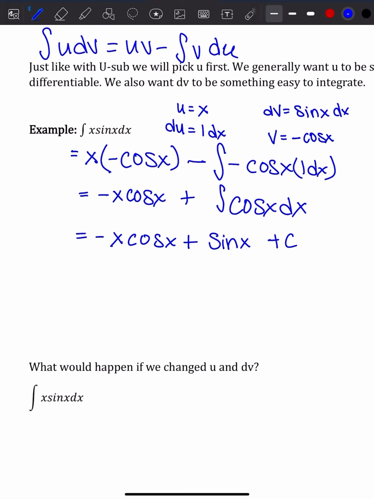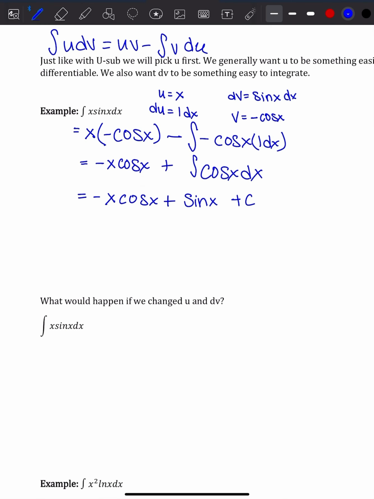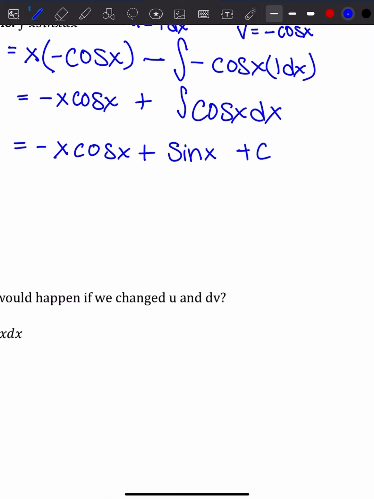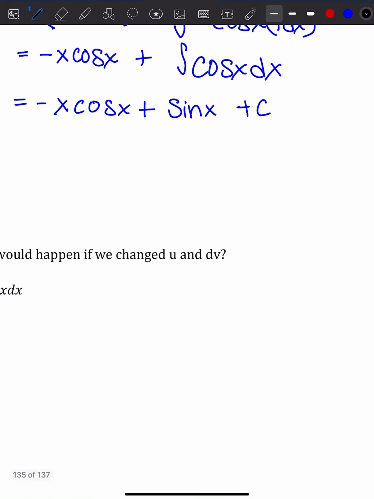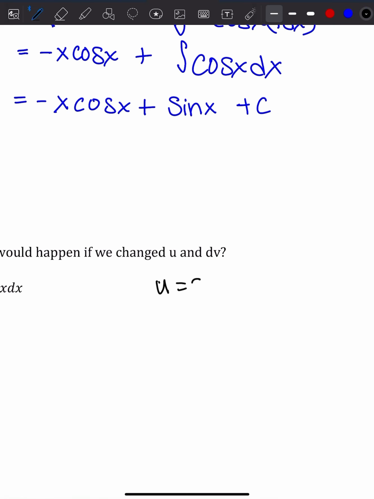So what would happen if we changed u and dv? Would that make our problem any different? Would I still be able to solve it? So we're going to change u and dv. So my u this time is going to be sine and my dv is going to be x. So u is sine of x, dv is x with that dx.